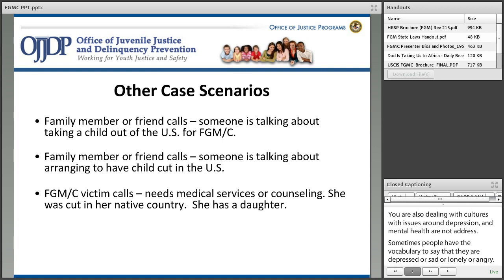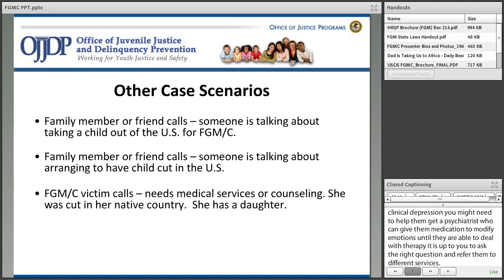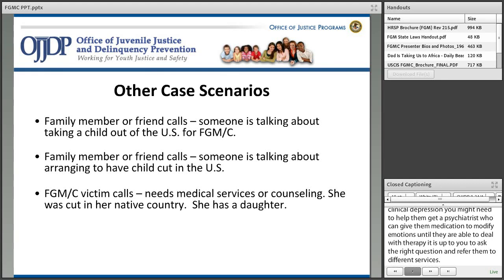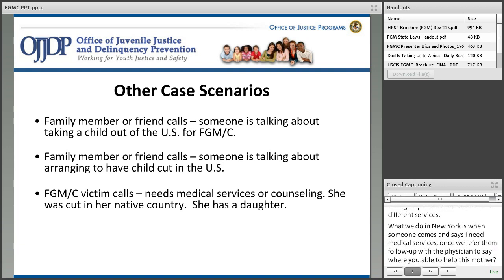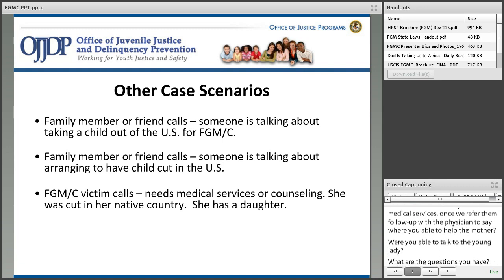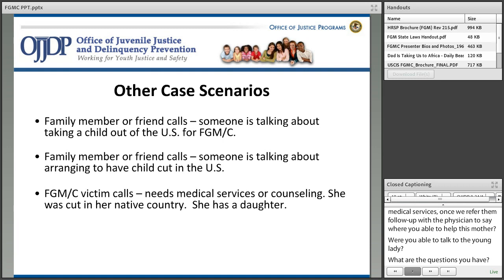So it's up to you to ask the right questions and to be able to then refer them to different services. What we do in New York is that when someone comes and says, I need medical services, I need to go see a doctor, which is usually what they say, and then once we refer them, we follow up with that physician to say, were you able to help this mother? Were you able to talk to this young lady? What are the questions that you have? What are the challenges? Maybe cultural competency, maybe lack of understanding some of the issues they're bringing, so that we can help you provide better services for them.